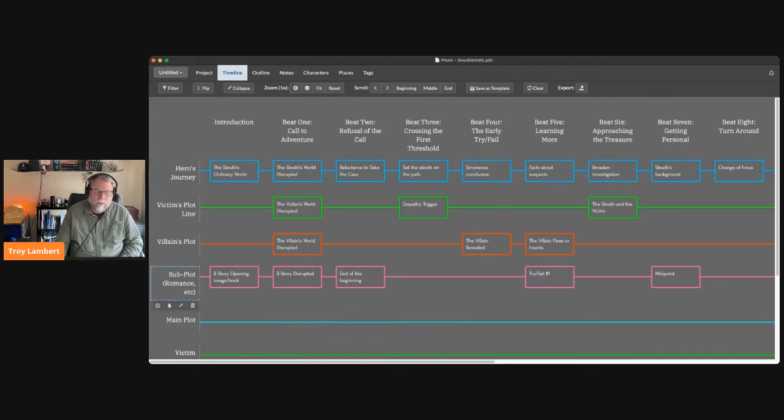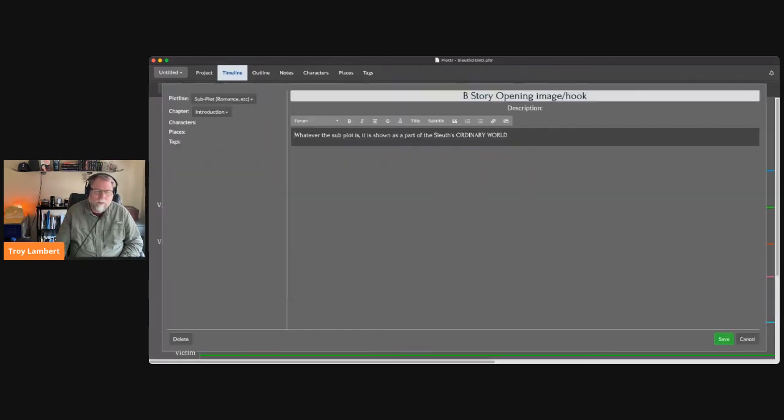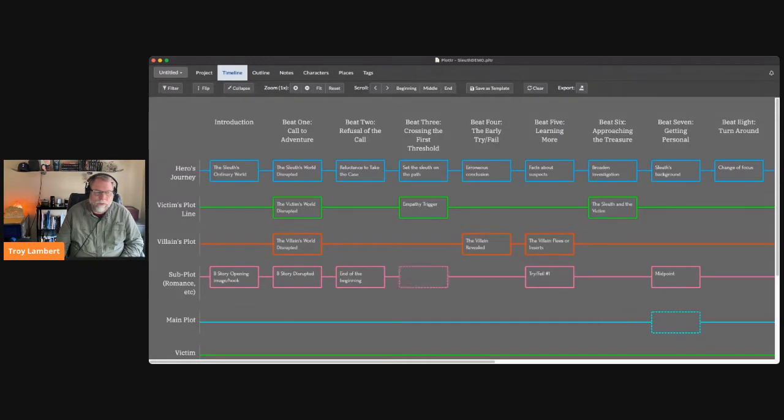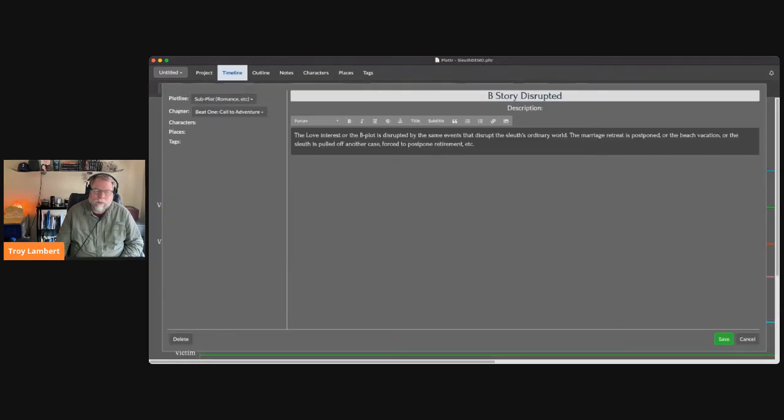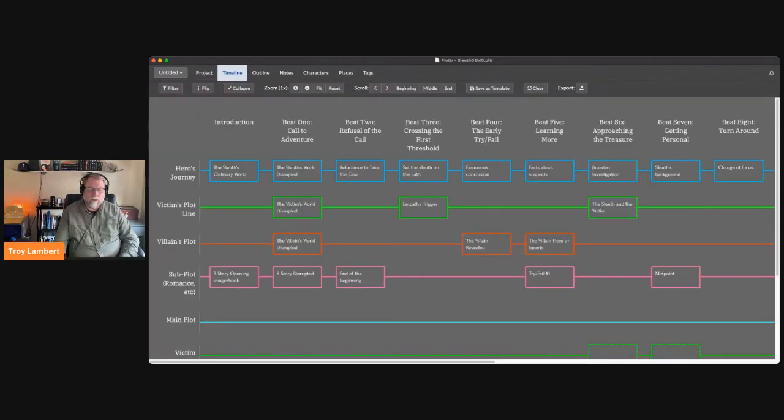Now, a lot of times, especially novel length, you'll have a B story. And the B story will also be disrupted because the normal part of the B story may be the detective sitting with his wife or out on a date in a new relationship. And the subplot is shown as a part of the sleuth's ordinary world. And that is also disrupted by the crime. So the crime, whatever it is, has a huge disruption ripple effect across all of the different plot lines. And that gives you immediate tension to draw your reader in through the rest of the book.